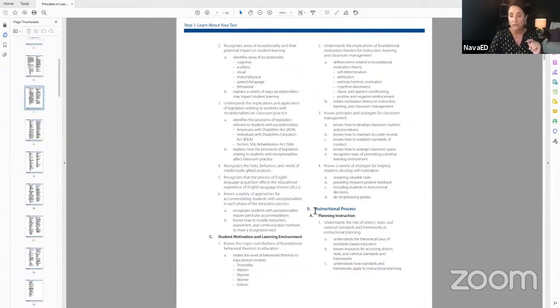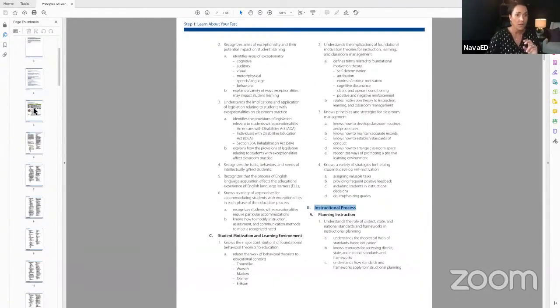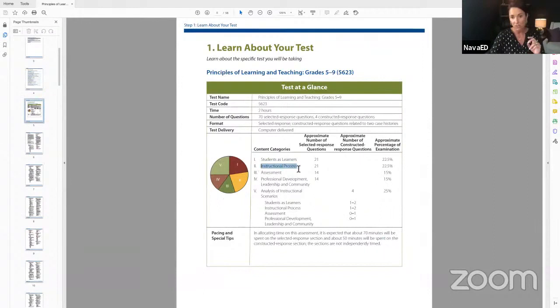All right, we're going through the instructional process. This is content category 2. So it's right here, instructional process. It's 22.5% of the test. It's one of the bigger content categories of the exam. And I wanted to go through just this section here because it is such a big part. Notice that students as learners in the instructional process makes up almost 50% of the exam, of the entire exam.